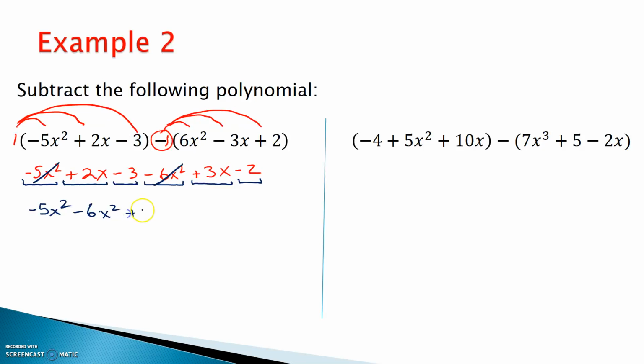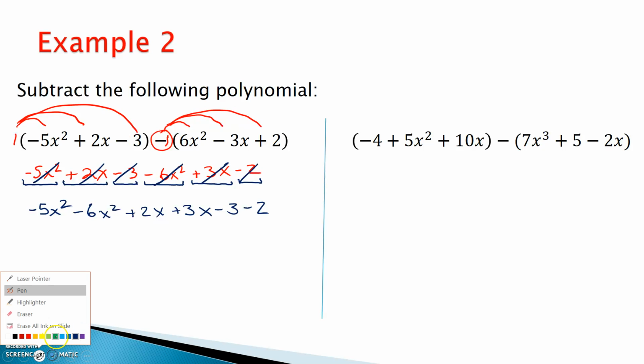Well, I have a positive 2x. I also have a positive 3x over here on the right hand side. Now the last one is my constants, negative 3 and negative 2. Alright, let's go ahead and combine like terms here.